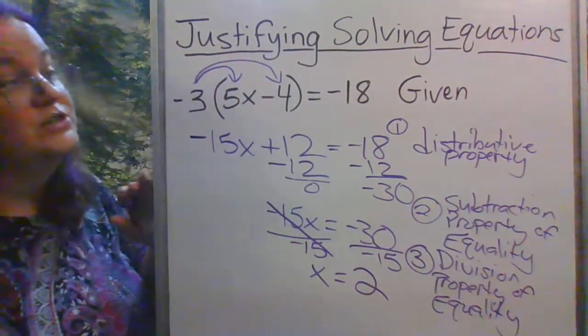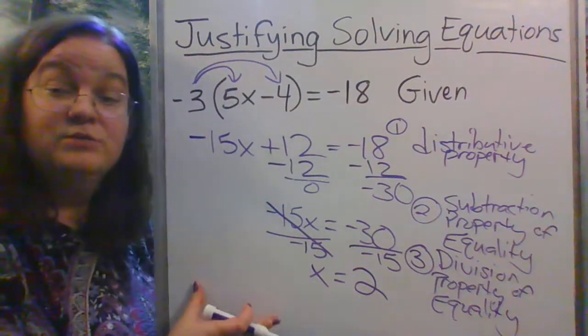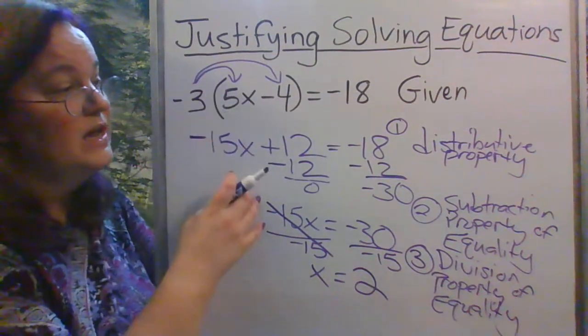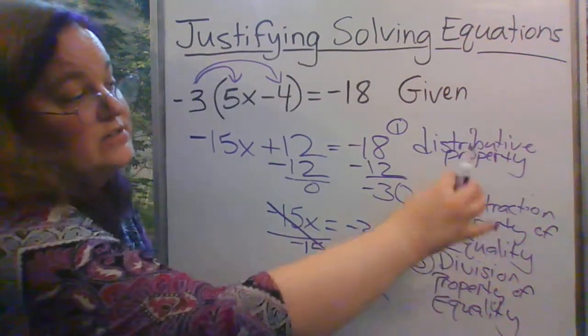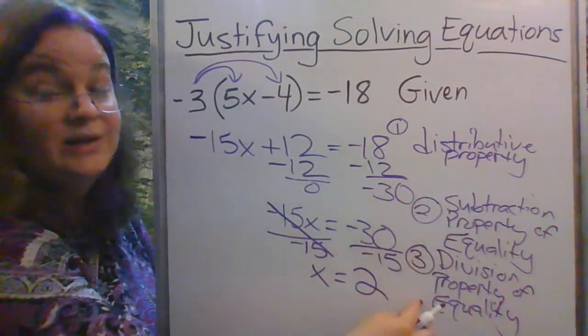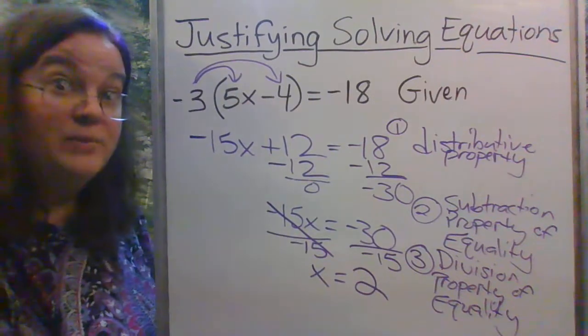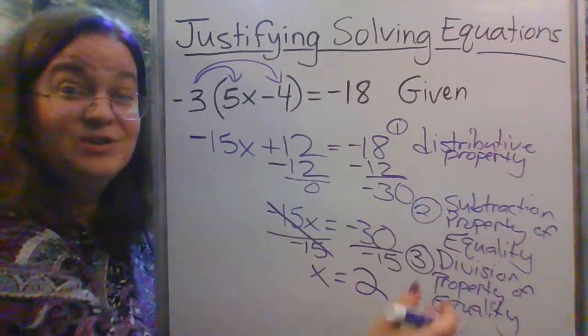Okay. So again, you solve like you normally would solve. You go through the steps, but instead of just going through the steps, when you justify, you're telling on each step what the property is that allows you to solve each of those.